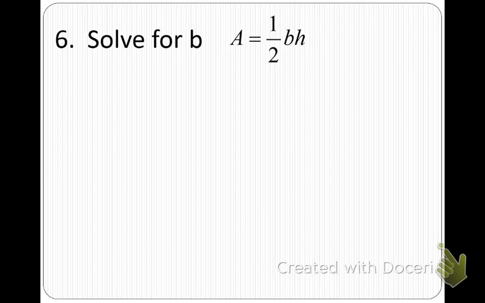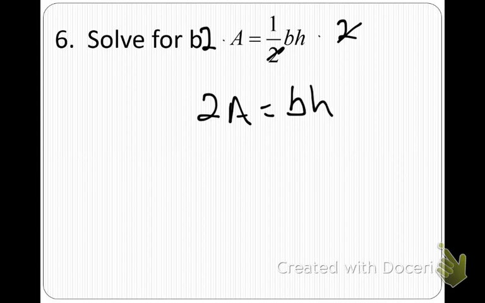Number 6. Okay. So we want to get b by itself, right? So what are we going to do? Well, this is kind of weird. I've got a fraction in here. We talked about last time being able to clear fractions, right? By multiplying by the common denominator. What is the common denominator in all this stuff? 2. So multiply both sides by 2. Okay, yeah, so it'd be 2a. And the 2's will divide out, leaving us with just bh. Okay? And then divide by h.